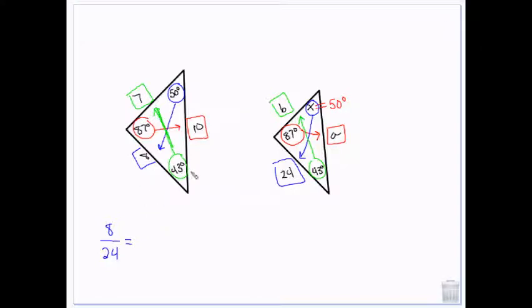So let's do this though. I want you to know how to do proportions because proportions come up in other parts of math too. So I did 8 over 24. So I'm going to do 7 over B, because those will go together. That's a B. This is a B. It's a B. Remember, B's touch, 6's don't. Okay. So cross multiply.